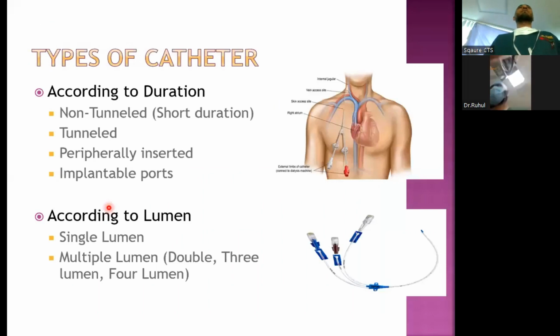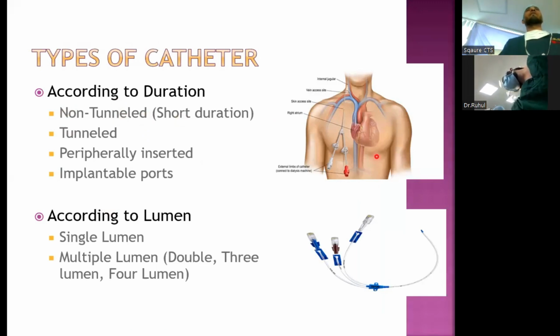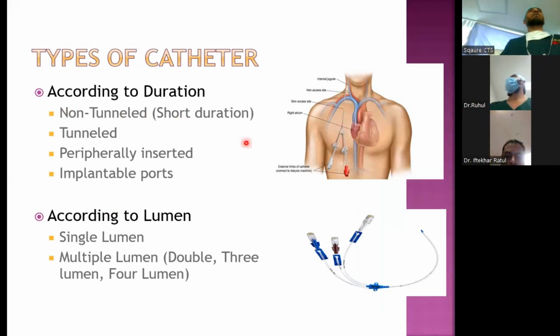Now there are some types of catheter according to duration. For short duration we use non-tunneled catheters. This is the tunneled catheter, mainly used in dialysis. There are others like peripherally inserted catheters and implantable ports. According to lumen, there are single lumen and multiple lumen. Among the multiple lumen, double, triple, and four lumen catheters are also found.